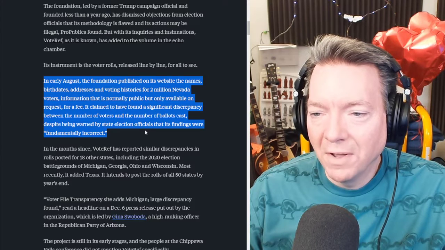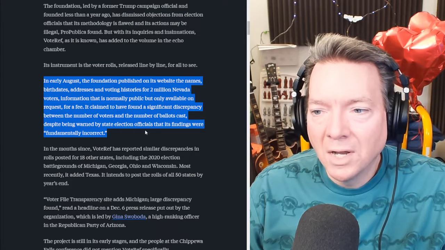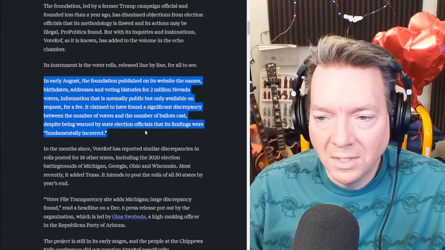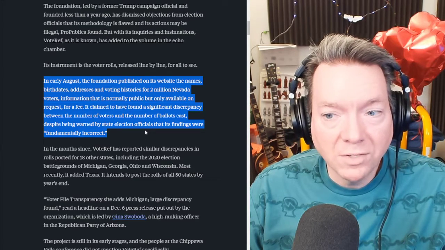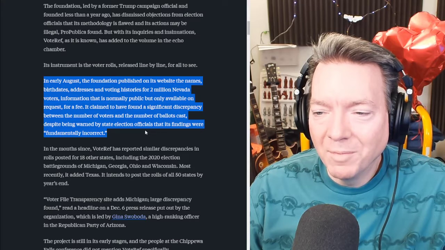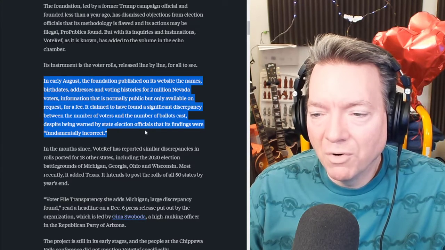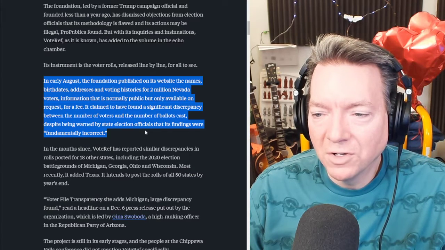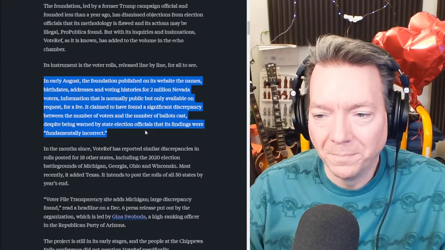In early August, the foundation published on its website the names, birth dates, addresses and voting histories for 2 million Nevada voters. Information that is normally public but only available on request for a fee. It claimed to have found a significant discrepancy between the number of voters and the number of ballots cast, despite being warned by state officials that its findings were fundamentally incorrect.